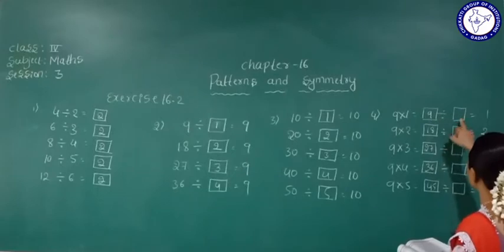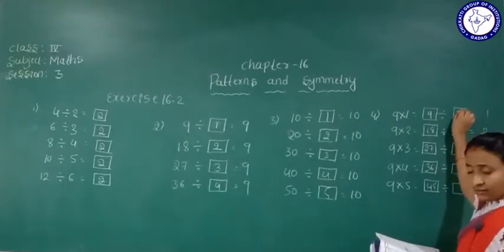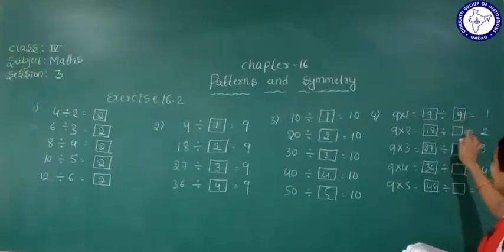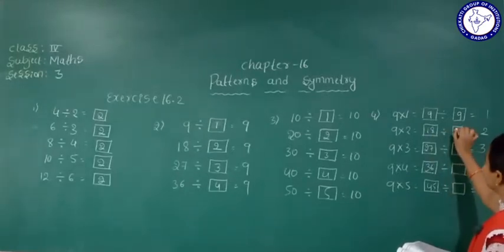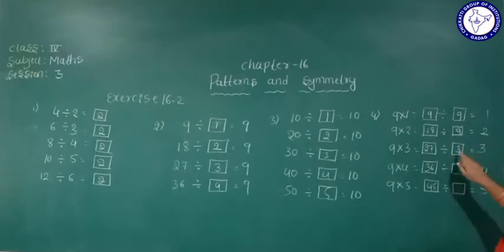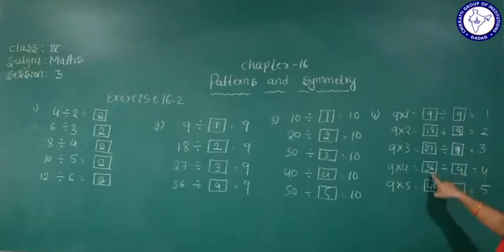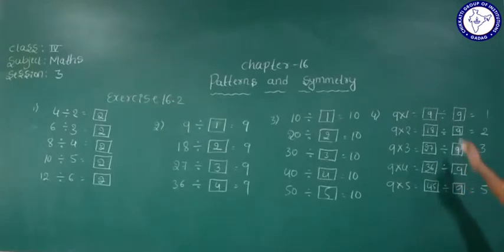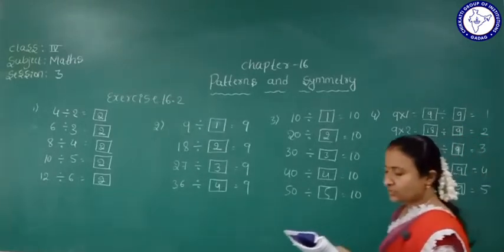So next one, 9, how much the 1? 9 divided by 9, so we can get answer 1. Next, how much the 9? 9 2s are 18. 9 3s are 27. So here 9 1s are 9, 3s are 27. Here also the same: 9 4s are 36, 9 5s are 45. Understood? So this is the pattern we can call here.